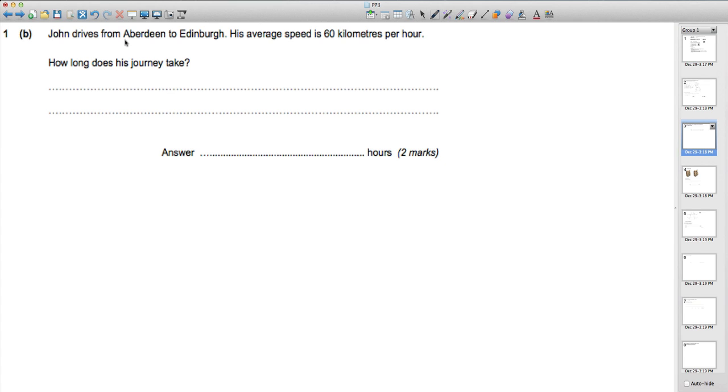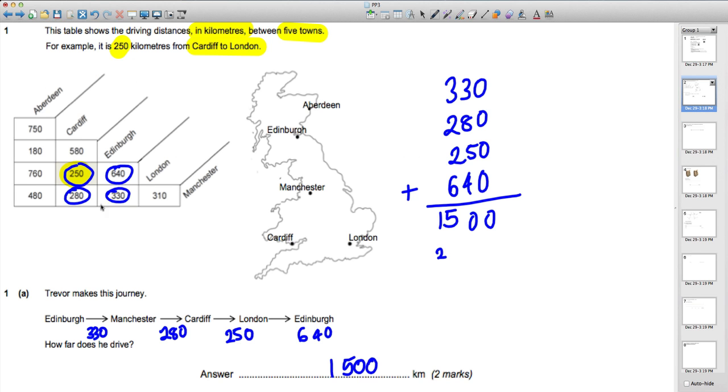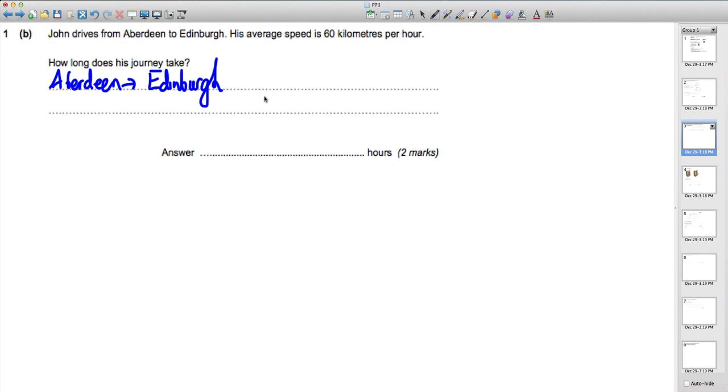John drives from Aberdeen to Edinburgh. His average speed is 60 kilometres an hour. How long does the journey take? Well, firstly, Aberdeen to Edinburgh. Let's just read off our table how far that is. Let's get ourselves a mark by doing that. Aberdeen to Edinburgh, it's 180. Okay, so it's 180 kilometres.